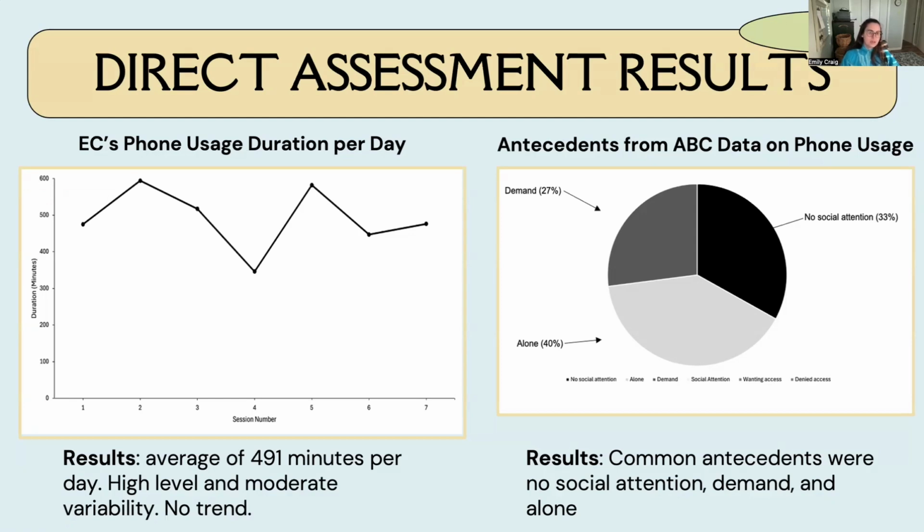For the duration, the average per day ended up being about 491 minutes. The graph showed a high level and moderate variability, and there did not appear to be any sort of trend. This is a pie chart for her ABC data and common antecedents that were recorded there. The alone condition seemed to be the most common antecedent for her phone usage.